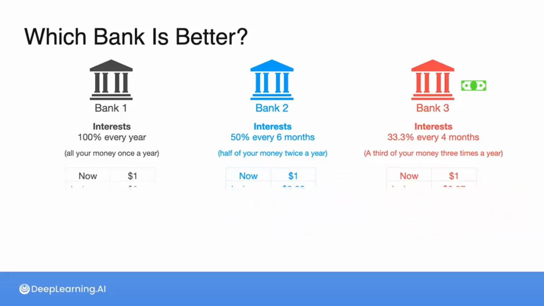And again, let's recall that after 1 year, in bank 1, you get (1 plus 1) to the 1. Bank 2, you get (1 plus 1/2) to the 2. And in bank 3, you get (1 plus 1/3) to the 3. And this is super important. Now, could you imagine a better bank than these 3? Well, of course, the more subdivisions you have, the better.